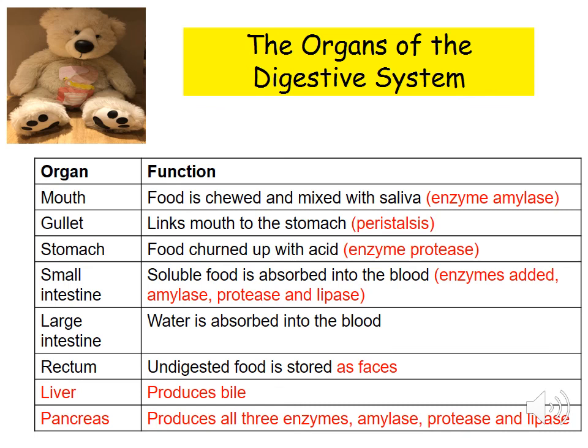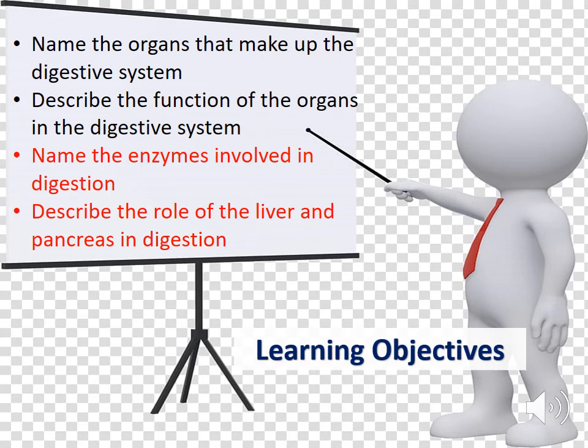Now, well done if you got all that correct, and super well done if you even managed to include some of the information that we've written in red. So excellent work, Year 6. Following from today, you can now name the organs that make up the digestive system, and you can describe the function of each of those organs, so you can tell me what each organ does. Now, some of you can even tell me the names of some of the enzymes involved in digestion, and some of you can tell me the role of the liver and pancreas in digestion.